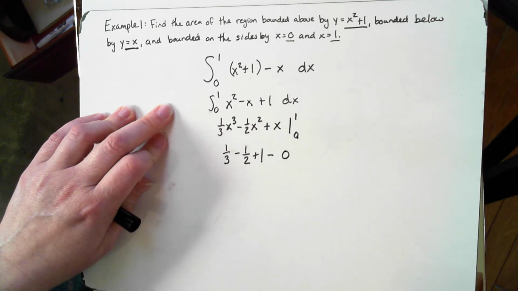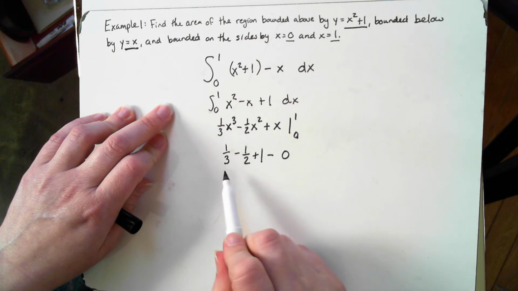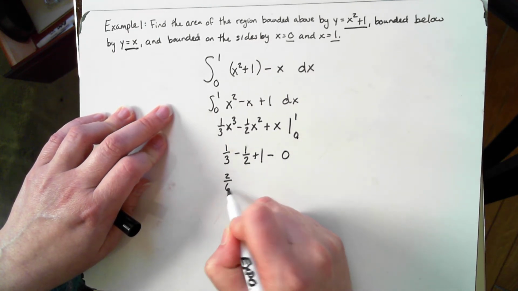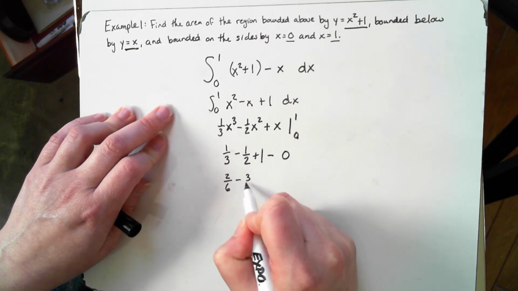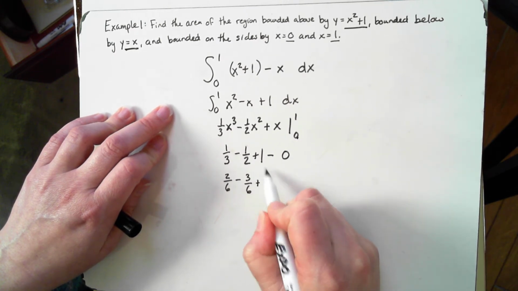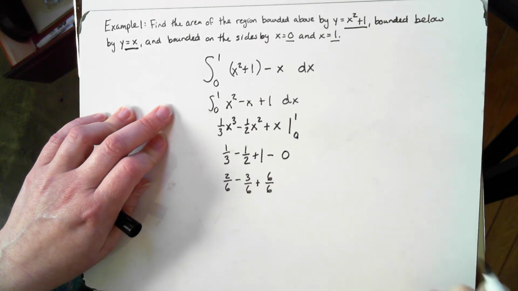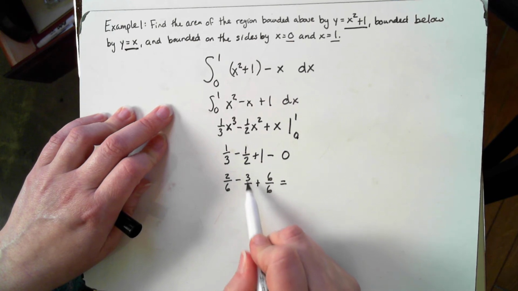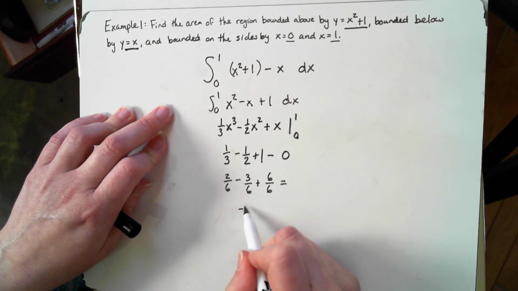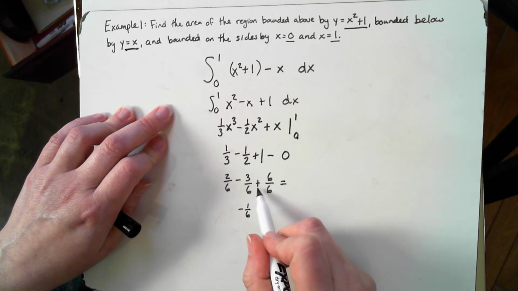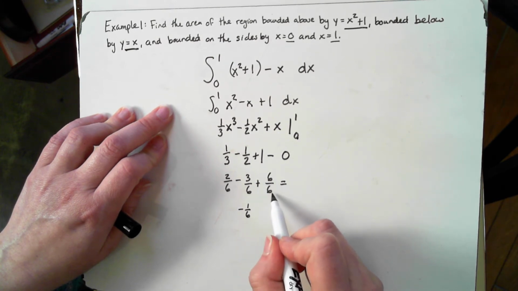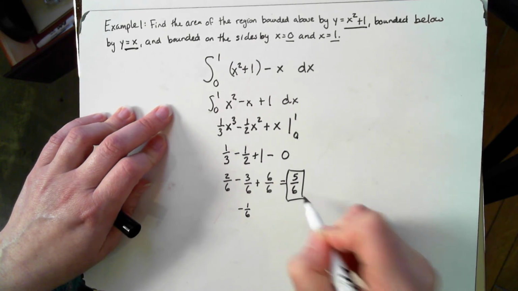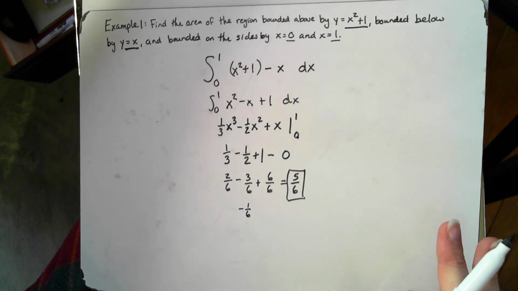So the last step that I need to do is simply get common denominators and combine my terms. So this is going to be 2/6, this is going to be 3/6, and this is going to be 6/6. So 2/6 minus 3/6 is negative 1/6, and negative 1/6 plus 6/6 is 5/6. So that is the area in between our two curves.